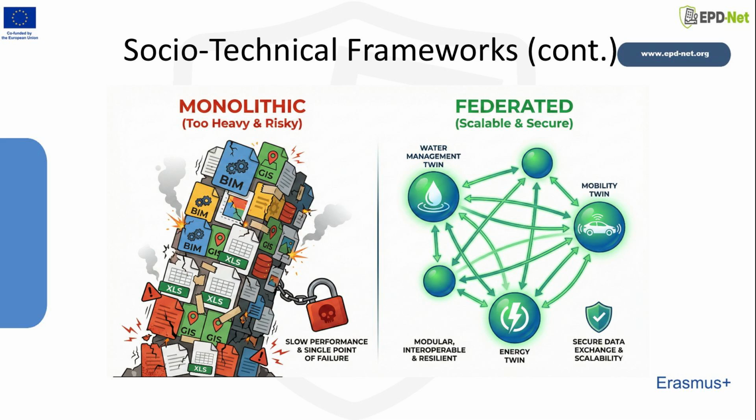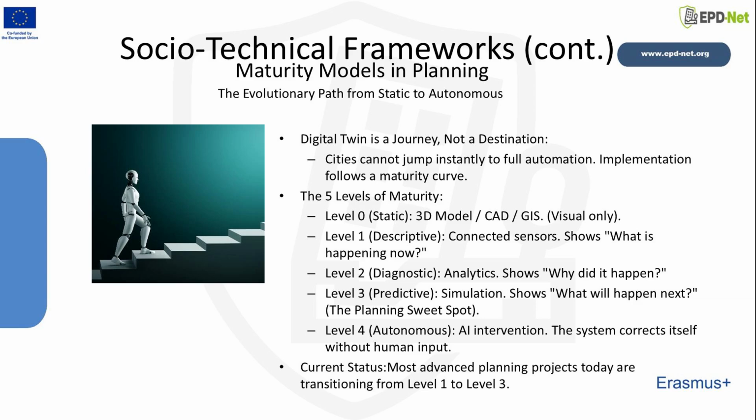This approach is scalable and secure. It allows the ecosystem to grow organically, just like the internet, rather than trying to build a perfect world from day one. A common pitfall in planning is expecting a matrix-style, autonomous city on day one. In reality, the digital twin is an evolutionary process. We use maturity models to track this progress.